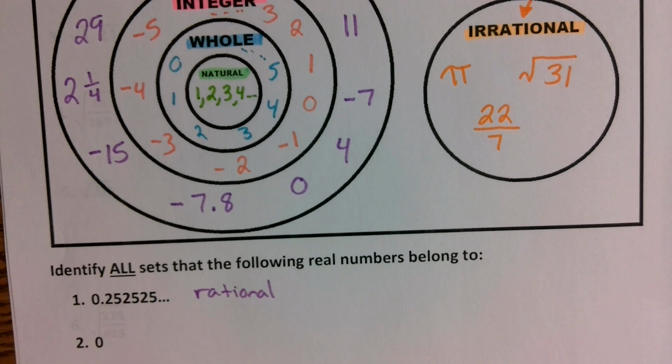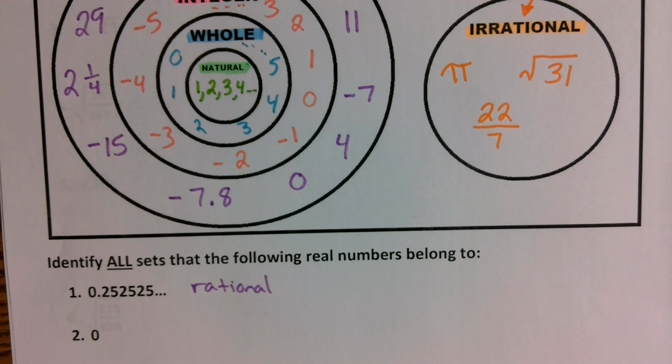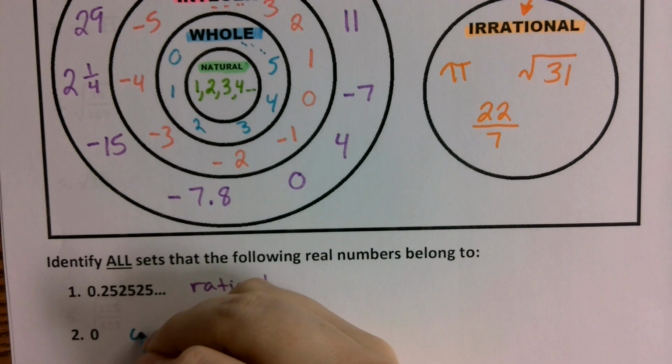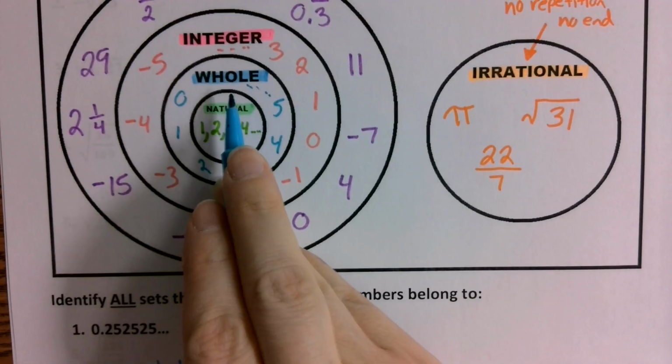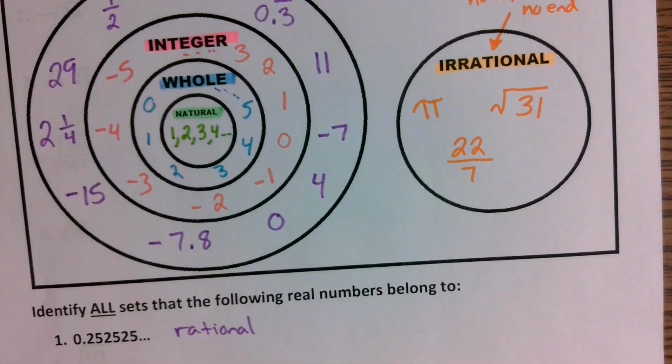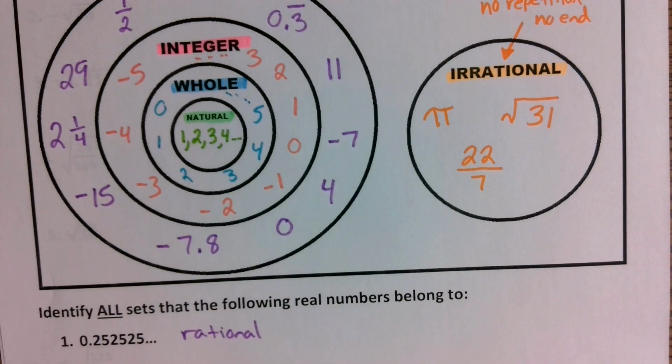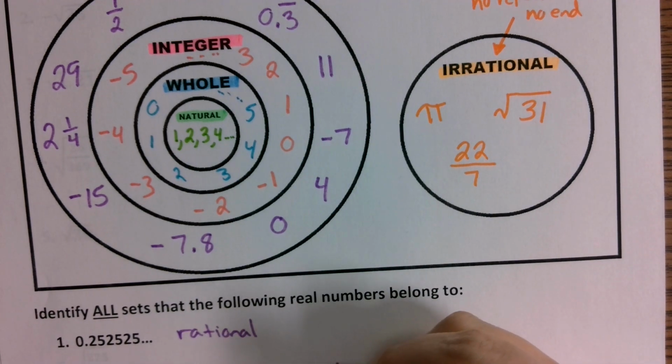Okay, what about 0? What categories does 0 belong to? Armando, what category did you put for 0? Very good. So 0 definitely belongs in the whole number set. And because it belongs in the whole number set, it also belongs to the integers and to the rationals. Okay, so we have whole numbers, integer, and rational. What about the square root of 3?